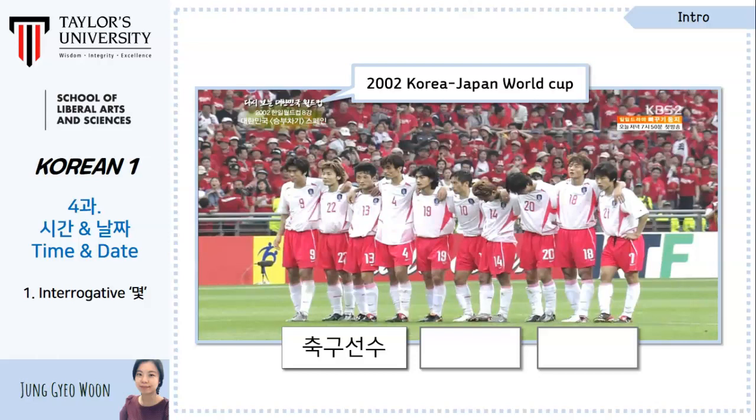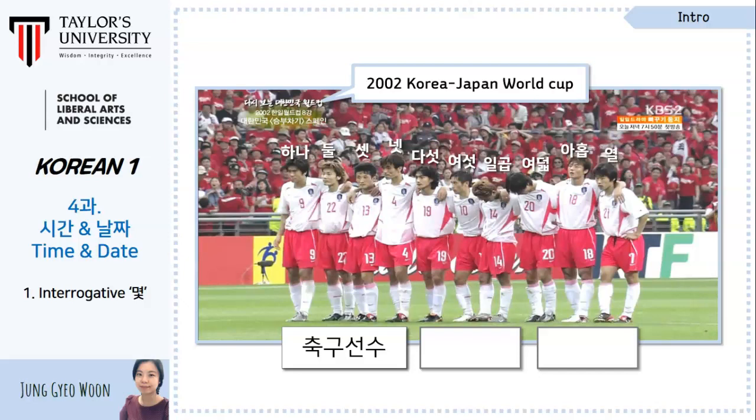축구 선수예요. Now my question is 몇 명이에요? How many of them? 몇 명이에요? Now let's count together. 하나, 둘, 셋, 넷, 다섯, 여섯, 일곱, 여덟, 아홉, 열.